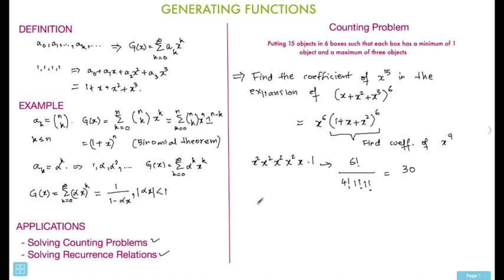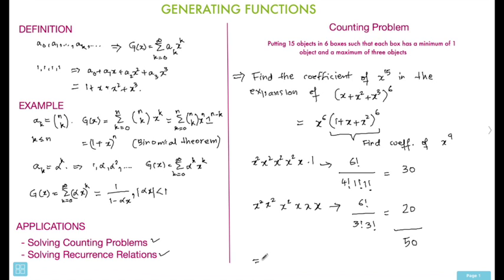Then I can have another combination. I can have x squared, x squared, x squared, x, x, x. So this has 6 factorial over 3 factorial and 3 factorial, which is equal to 20. Now it is easy to see that there's no other combination I can get x to the 9 here. Either I will have 4 x squareds, 1 x and 1, or I will have 3 x squareds and 3 x's. So now this means the coefficient of x to the 15 is 50.